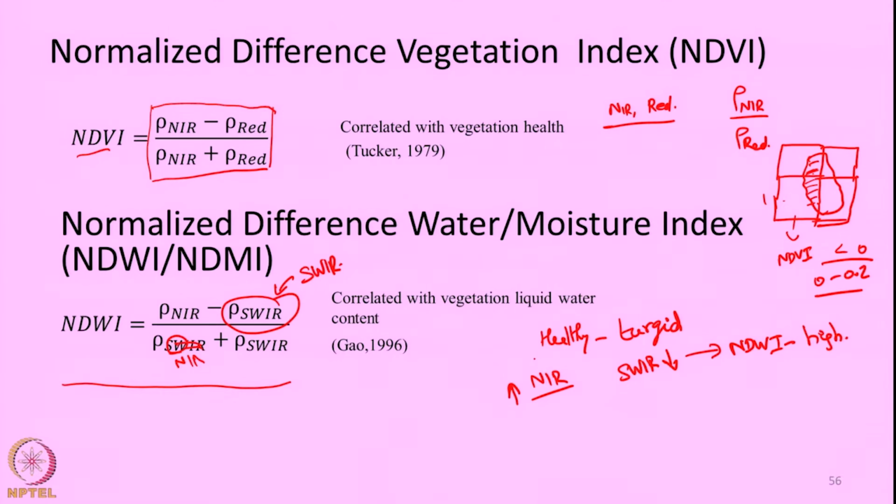Similarly, as the water content in the leaf decreases, the reflectance in SWIR will increase, leading to a decrease in NDWI. So, this suggests for a healthy and turgid vegetation, the NDWI value will be quite high, and as the water content in the leaf decreases, the reflectance in SWIR will increase, leading to a decrease in NDWI. This also will vary between -1 to +1, because again we are bounding it, and higher values of NDWI signify healthy as well as vegetation with high turgidity, that is with high water content.